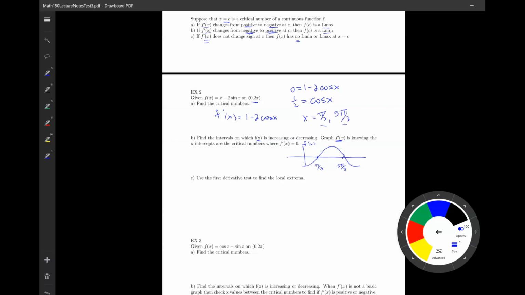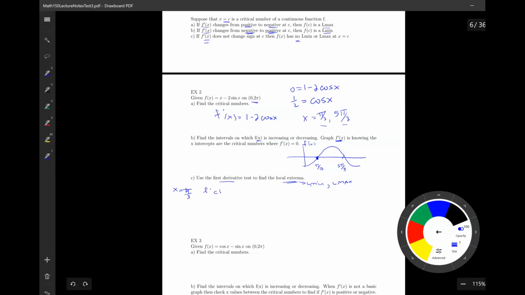All right, so use the first derivative test to find the extrema. Extrema just means the local mins or the local max. All right, so I'm looking at the critical number x equals pi over 3. Just communicate to your reader what you're looking at. So I've got pi over 3, and what's happening at pi over 3?